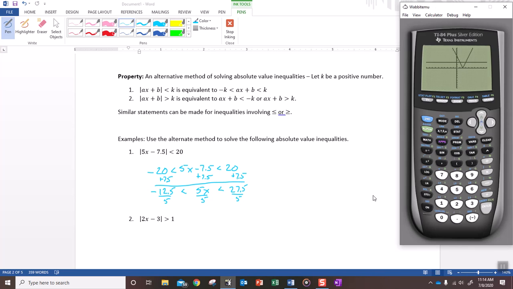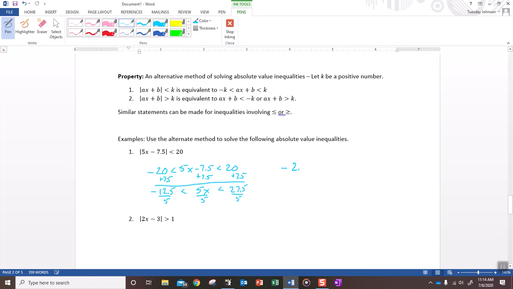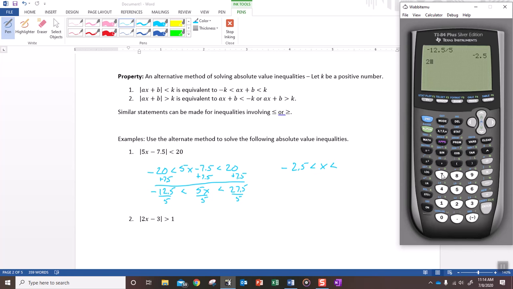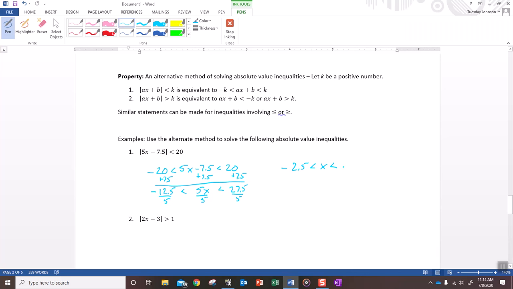So let's bring up a calculator. Negative 12.5 divided by 5, negative 2.5. I probably knew that. And 27.5 divided by 5. Probably another one that I should know. But as I said earlier, when you're recording, your mind goes out the window.